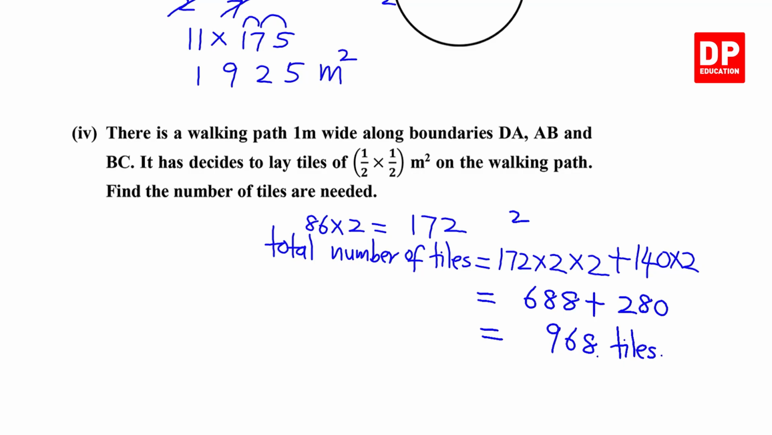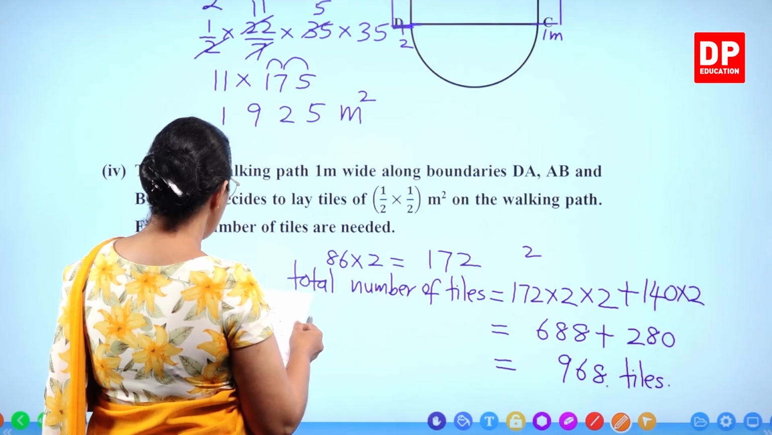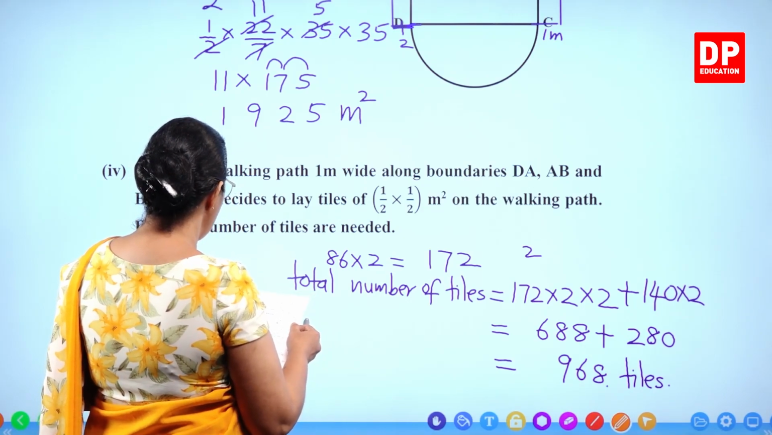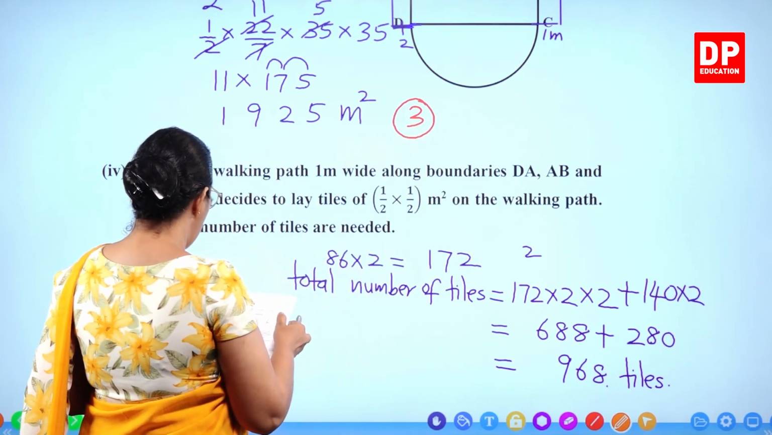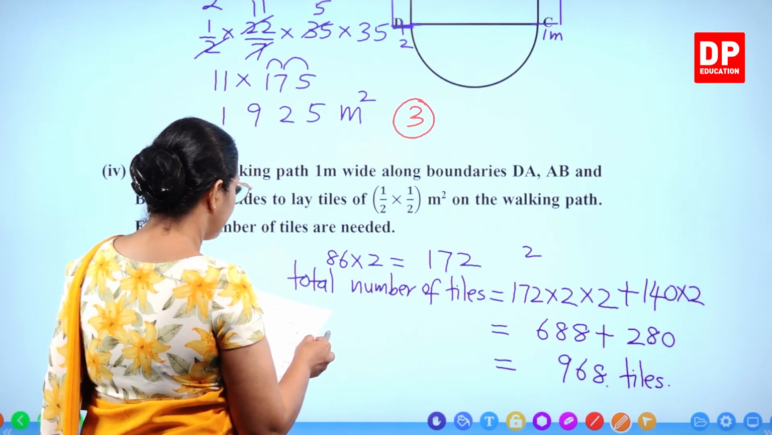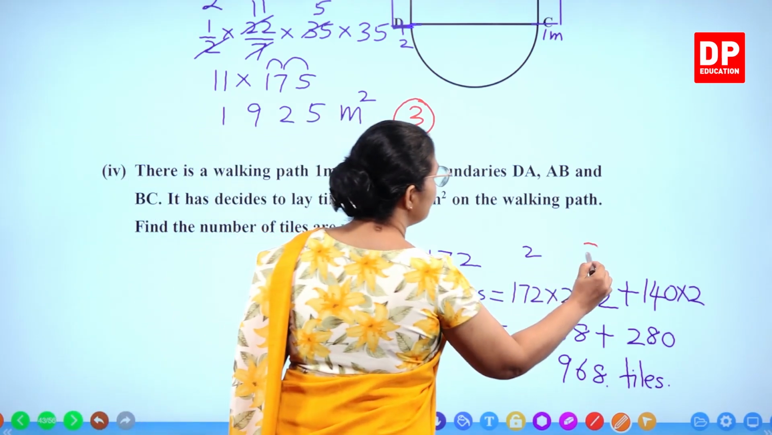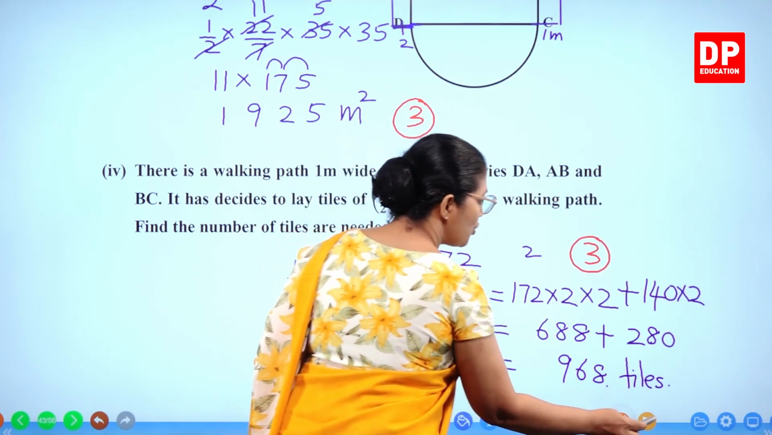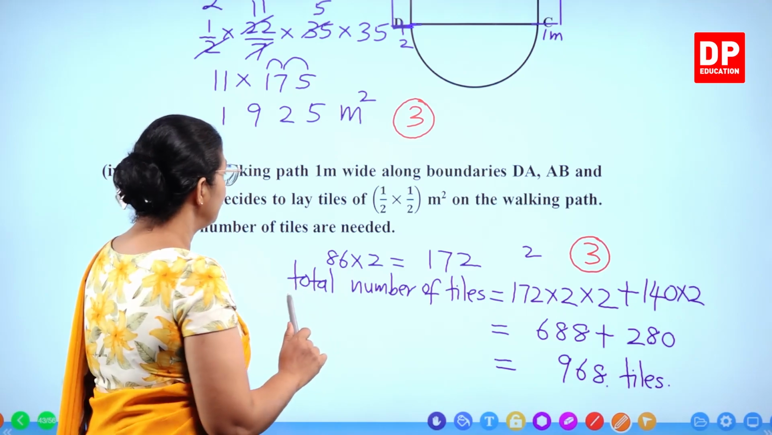So let's see how many marks for this part. So 1925, third part, you are getting 3 marks. And for the fourth part, you are getting 3 marks. So we have given altogether 10 marks for the whole question.